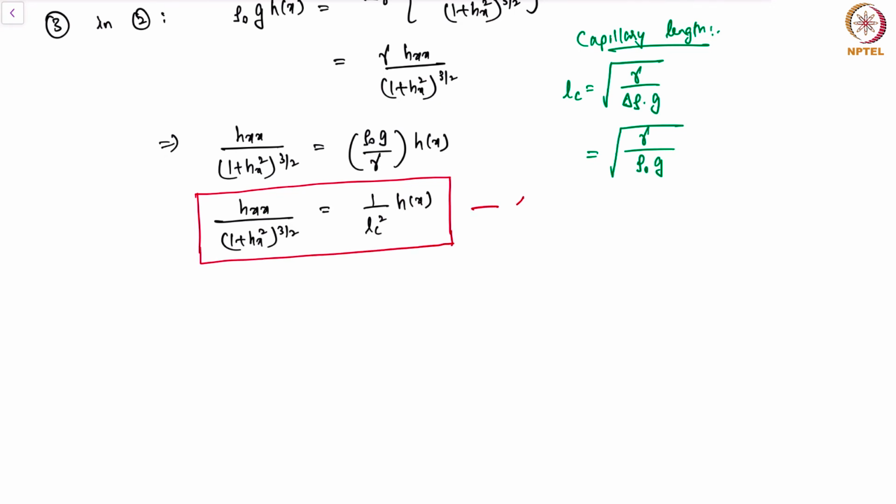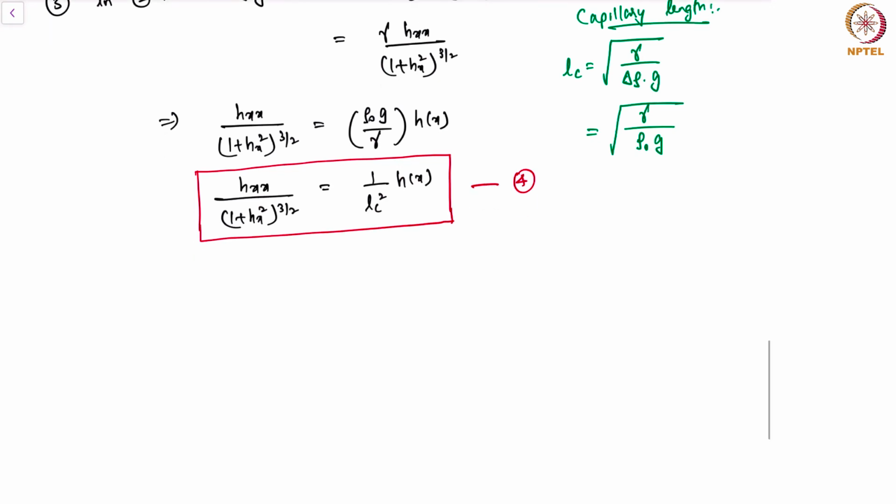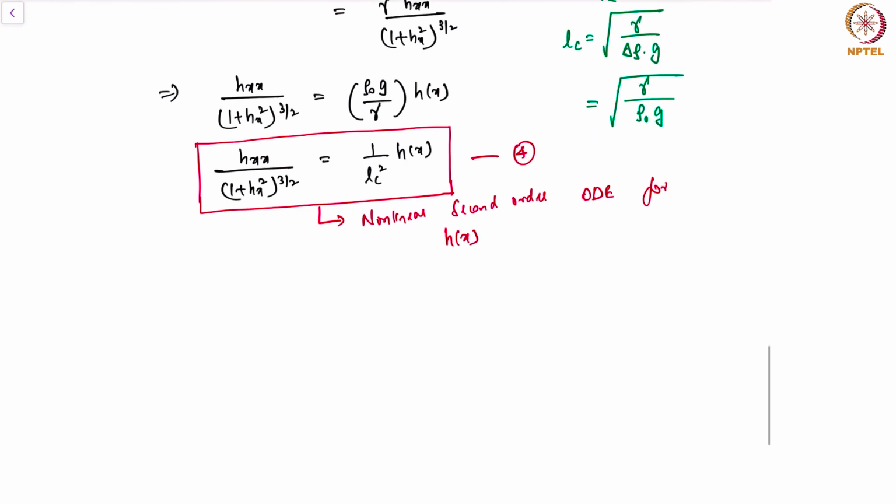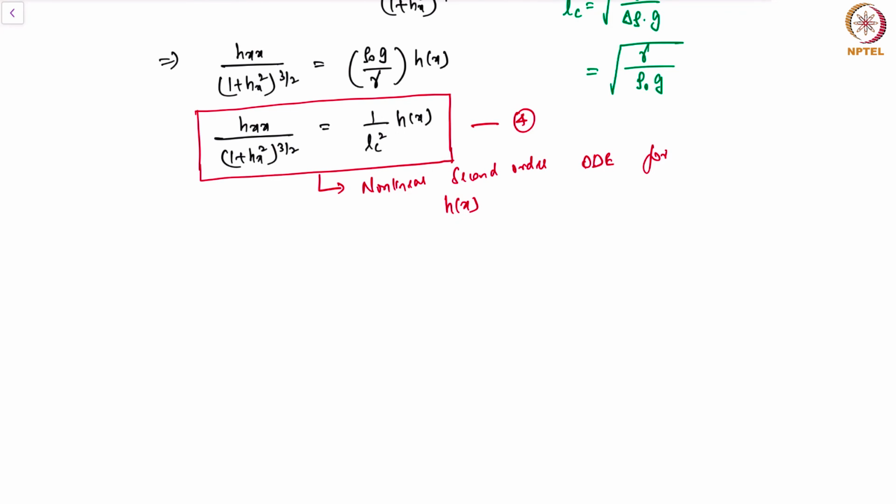We'll call this equation number 4. This equation is a non-linear second order ordinary differential equation for h of x. Okay, so we would need two boundary conditions at two different locations.